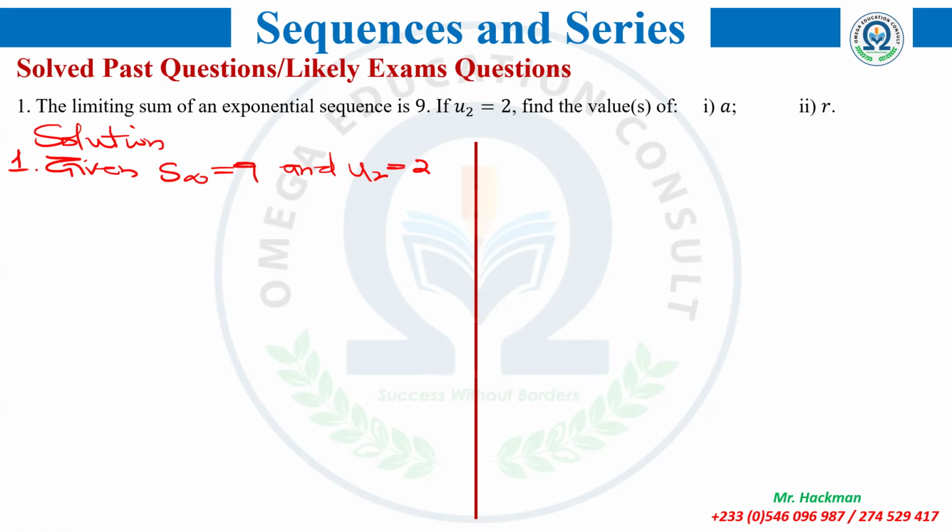If you take the first relation here, we are going to use it to generate our first equation. S sub infinity, which is the sum to infinity. What is the formula for sum to infinity? A over 1 minus r, am I right? And that is equal to 9.